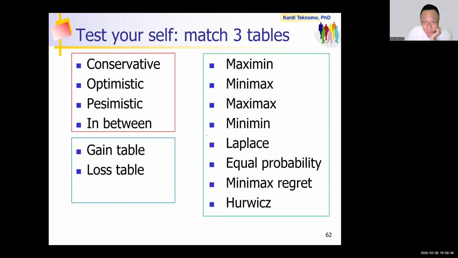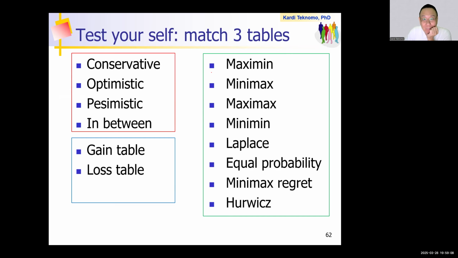In here, I want you to draw a line connecting the dots. Can you? On the screen. This is the test. So if you are optimistic, which one will you choose? Optimistic, you choose maximax, maximum, or minimin.